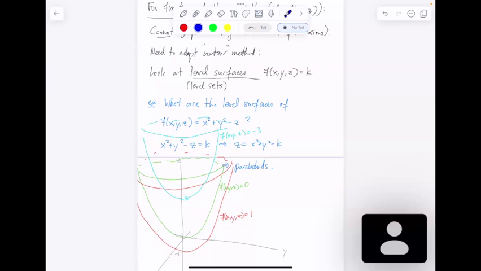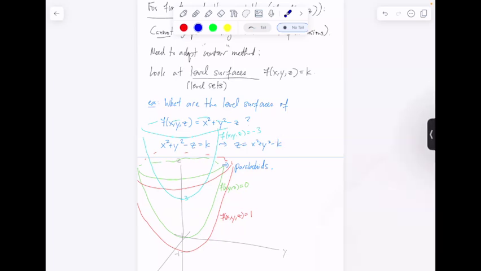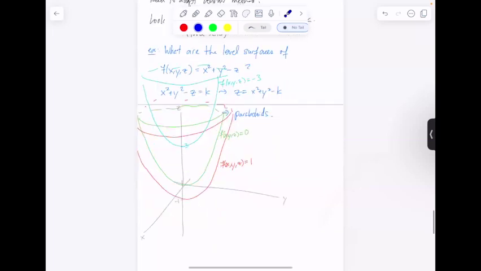They all look like paraboloids, and that means that when you're a point stuck on any, let's say you're a point stuck on this green paraboloid, f of x, y, z on any point on this green paraboloid is going to give you 0. F of x, y, z anywhere on this red paraboloid is going to give you 1. F of x, y, z anywhere on this turquoise paraboloid is going to give you minus 3. All right, so by having a sense of what the level surfaces look like and how the level surfaces change when k changes, that helps you piece together what your function looks like.